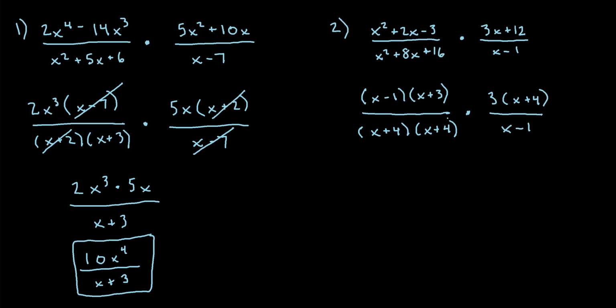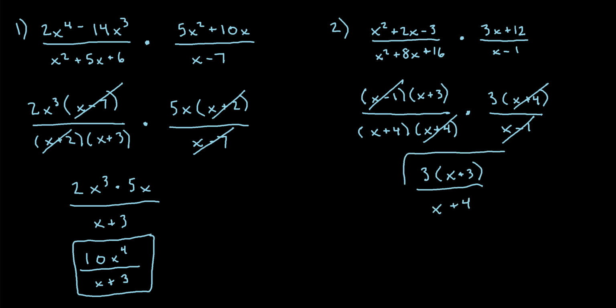So now we look at what terms are in both the numerator and the denominator that we can cancel out. Well, here's an x plus 4, and here's an x plus 4. Here's an x minus 1 and an x minus 1. And that leaves us with 3 times x plus 3 over x plus 4. And that is our final answer.